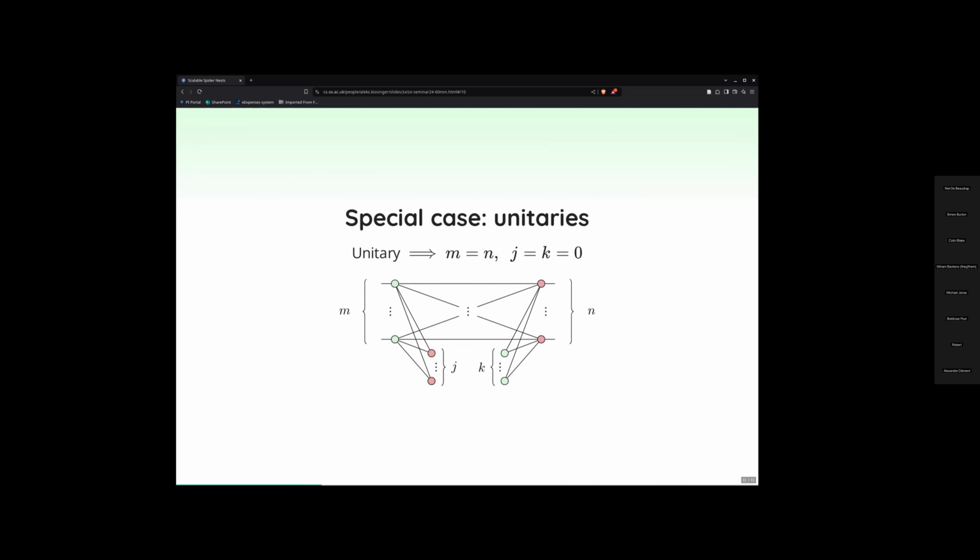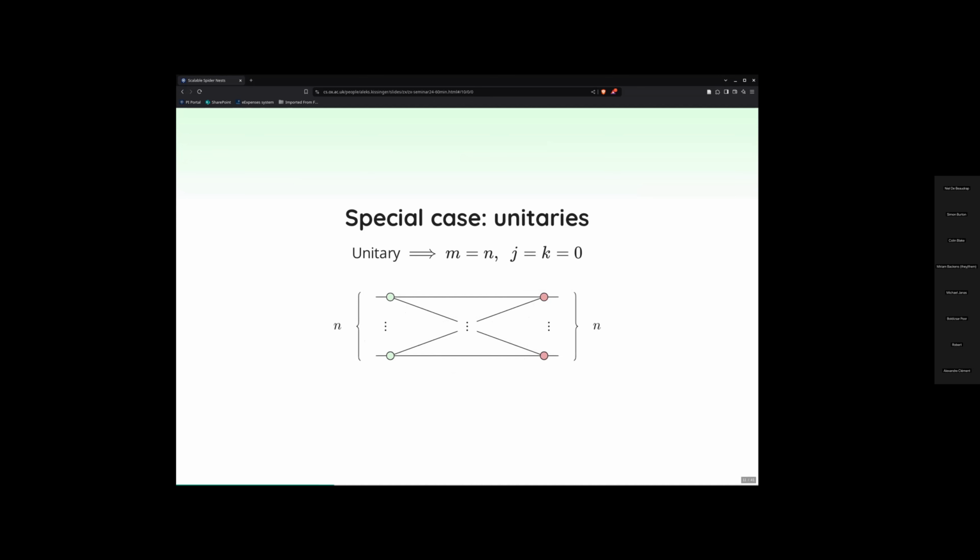In the special case where we have unitaries, these interior nodes go away. You can show that if this overall map happens to be a unitary map, then J and K have to be 0. Unitaries, of course, have the same number of inputs and outputs. And furthermore, you can show that they don't have any of these interior spiders. So in the unitary case, it looks like this. And this is what we call a parity normal form. So not a generalized parity form, but a parity form.